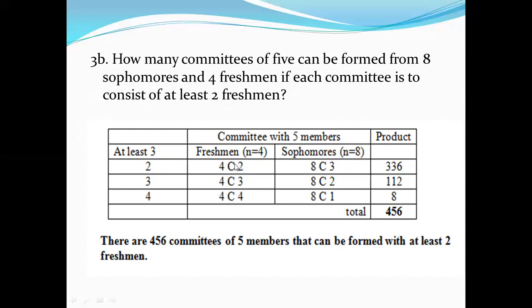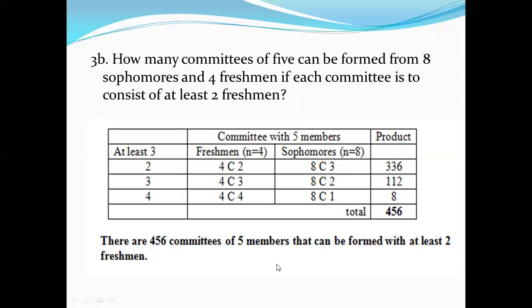So dito sa 2, is 4 combination 2, we choose 2 from the 4 freshmen and then 3 from the 8 sophomores to form a committee of 5 members. So multiplying, we have 336. Okay, next you have 3 freshmen. So that is 4 combination 3. And then yung dalawa, kukunin natin dito sa sophomore. So you have 112. And then we have 4 freshmen. Kukunin natin lahat ng freshmen. Yung isa would be a sophomore. So multiply. And then we add. Okay, so there are 456 committees of 5 members that can be formed with at least 2 freshmen.